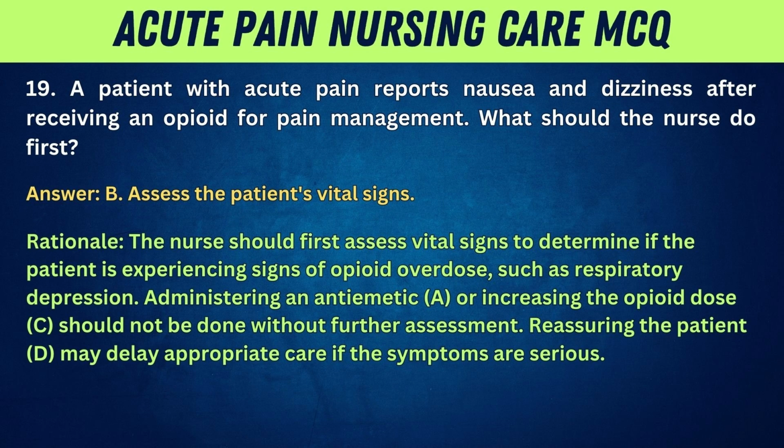Rationale. The nurse should first assess vital signs to determine if the patient is experiencing signs of opioid overdose, such as respiratory depression. Administering an antiemetic, A, or increasing the opioid dose, C, should not be done without further assessment. Reassuring the patient, D, may delay appropriate care if the symptoms are serious.